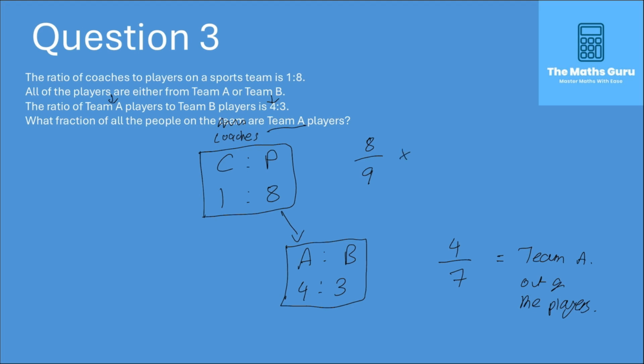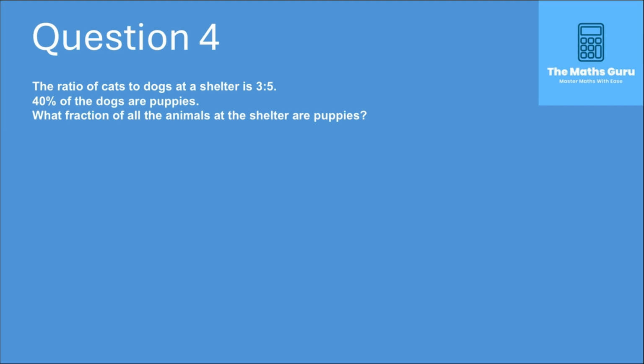So now we multiply these two fractions together as we did in the previous example, and we get 32 over 63, which cannot be simplified. That is our final answer. That is the fraction of players on the coach which are Team A. Okay, moving on to question 4.